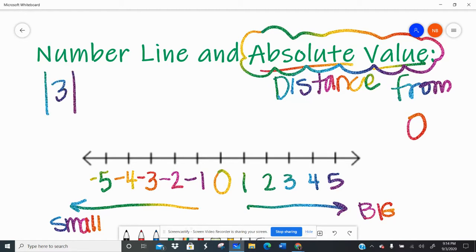So if you see a number locked in jail, those two bars are the absolute value symbol. The absolute value of 3 would be 3, because 3 is 1, 2, 3 hops from 0, right? So we're talking about distance.